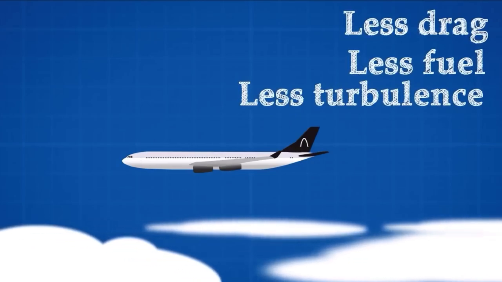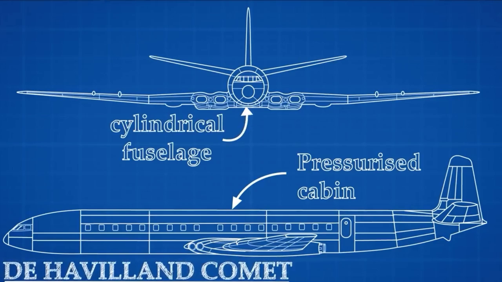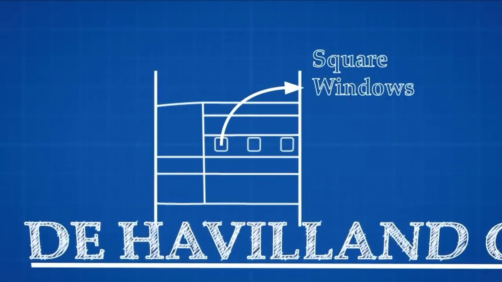But some design changes need to be made to allow this. First, the cabin has to be pressurized to create a survivable environment for the passengers. Second, the cabin must be cylindrical in shape, because a cylinder can resist the new internal pressure. But one design flaw was not corrected when cabin pressurization was first introduced. The windows remained square. So why is this a problem?